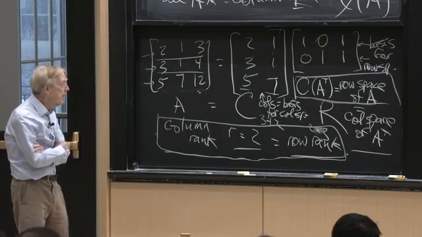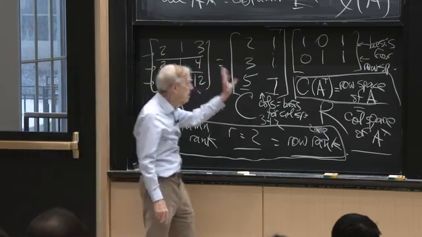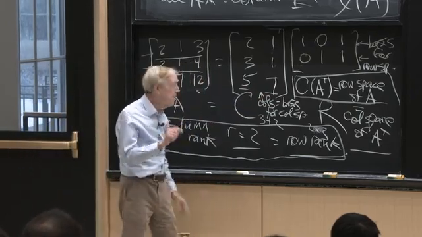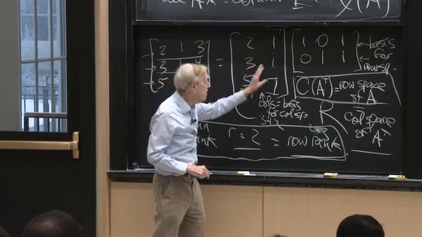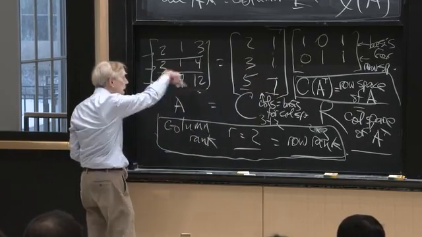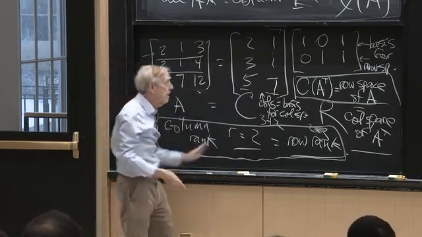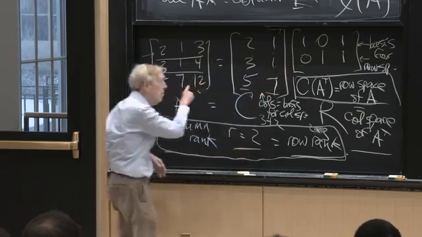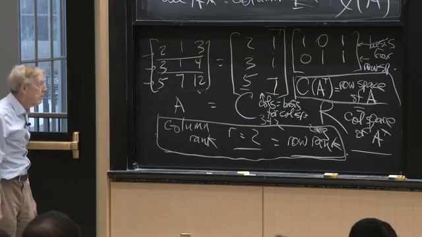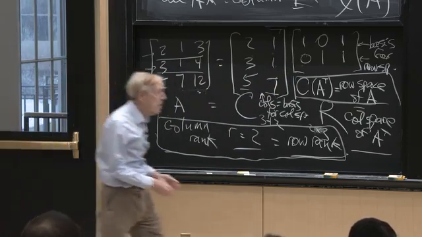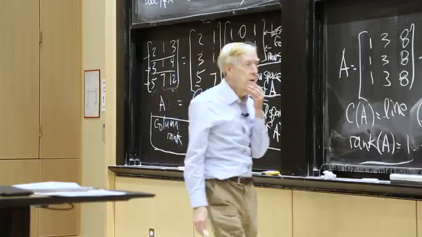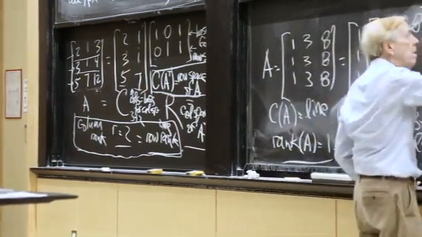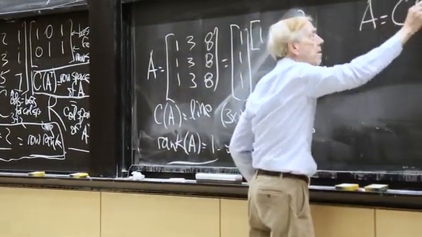The proof is really to look at this multiplication C times R two ways. Look at it first as combinations of columns of C to give the columns. Look at it second as combinations of the rows of R, and that produces the rows. So that factorization A equals CR was the key idea.